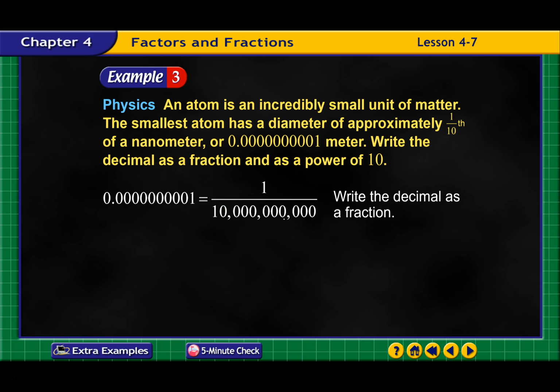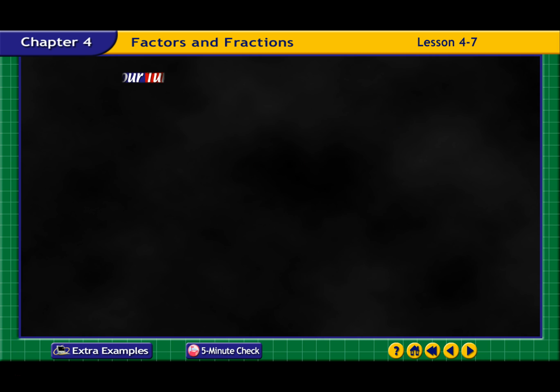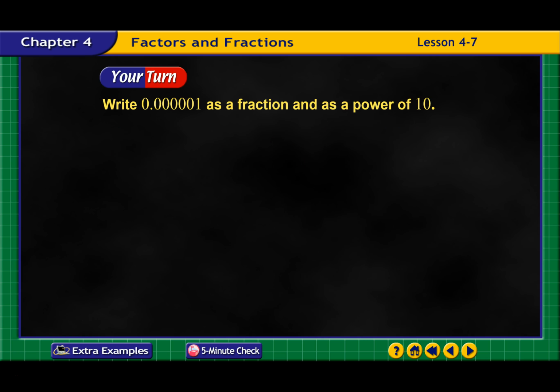So to write that as a fraction, then we're going to make that a power of 10. It's 10 zeros, 10 to the 10th. So definition of negative exponents. There we go. So 10 to the negative 10th. All right, you try it.